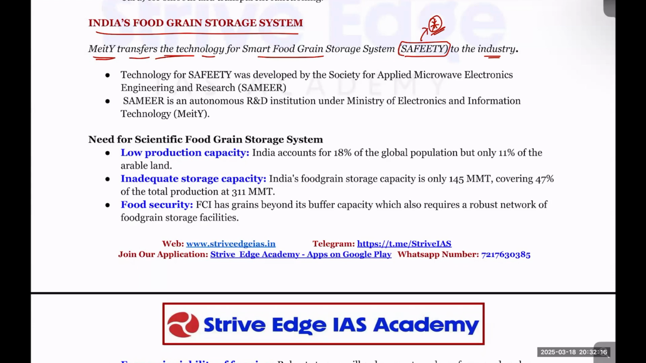So technology for safety was developed by the Society for Applied Microwave Electronics Engineering and Research, SAMEER. Okay, it is an autonomous research and development institution under Ministry of Electronics and Information Technology, that is MeitY. Okay, what is the need for a specific food grain storage system? Low production capacity. India accounts for only 18% of the global population, but only 11% of the arable land. So arable land is very low.